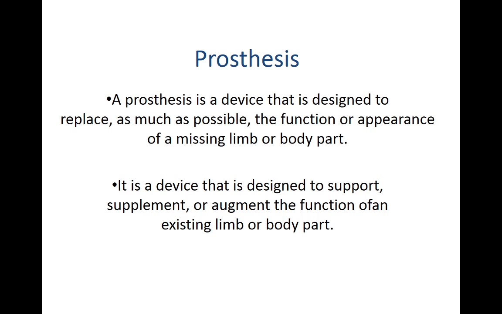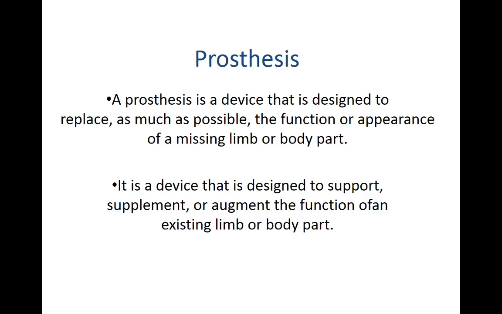Many of you have gone through the classes regarding amputation, and I guess Dr. Ashish took the class on amputation. Many of you are aware by now what an amputation is and what the causes of amputation are. By definition, as you can see on the slide, a prosthesis is a device that is designed to replace as much as possible the function or appearance of a missing limb or body part.